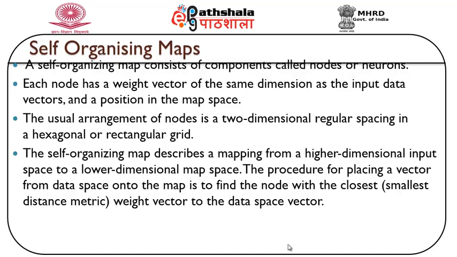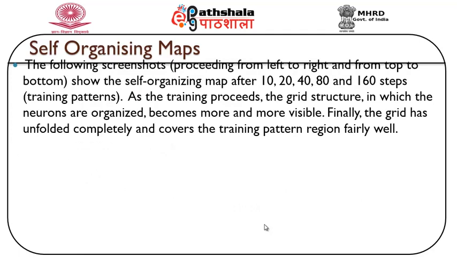A SOM consists of components called nodes or neurons. Each node has a weight vector of the same dimension as the input data vector and a position in the map space. The usual arrangement of nodes is a two-dimensional spacing in a hexagonal or rectangular grid. A self-organizing map describes a mapping from a higher dimensional input space to a lower dimensional map space. The procedure for placing a vector from data space onto the map is to find the node with the closest weight vector to the data space vector.